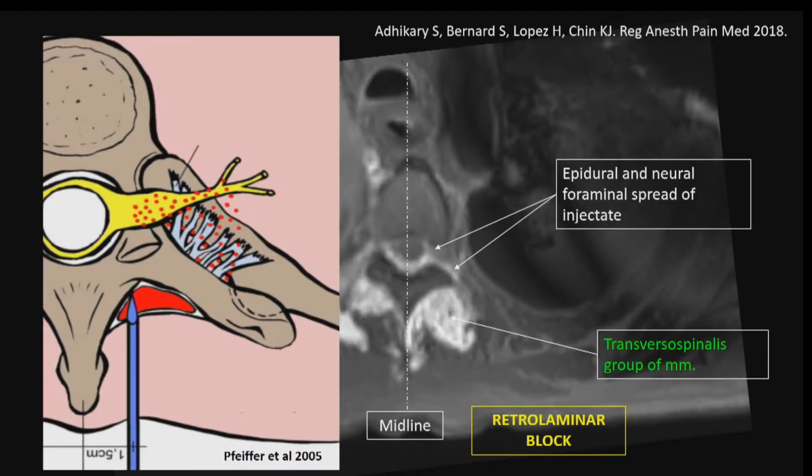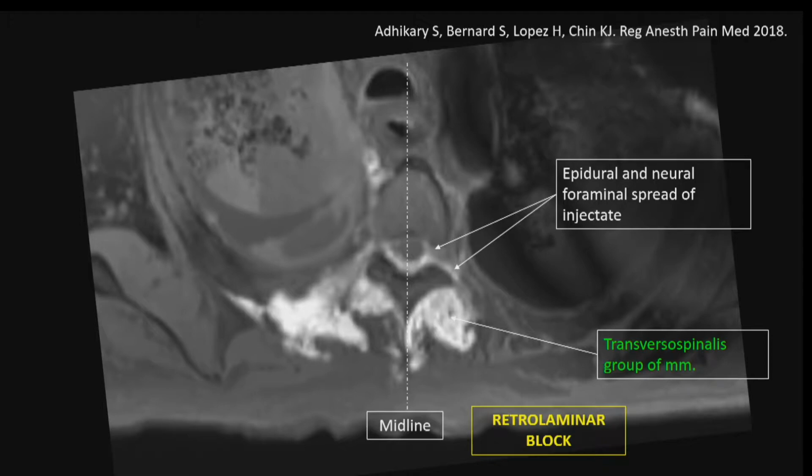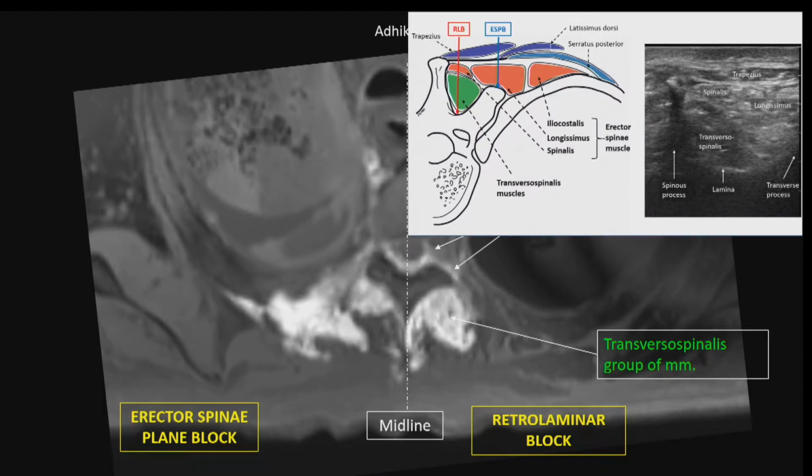And this really mirrors what Pfeiffer and colleagues were describing all the way back in 2005, that it is possible for local anesthetic injected into that surface just above the lamina to actually penetrate through into the paravertebral space. When we look though at the other side where we've done the erector spinae plane block, we see a slightly different pattern. And the erector spinae plane muscle is actually a distinct group from the transverso spinalis muscle, which is a little bit more medial.